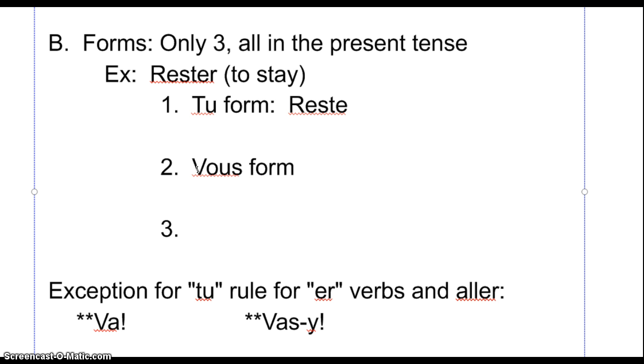The second form that we have would be the vous form, because again, we're making commands. So the only way to make a command is to speak to other people directly. So we use the tu form, we use the vous form. No weird thing here. You just conjugate rester in the present tense form for vous.